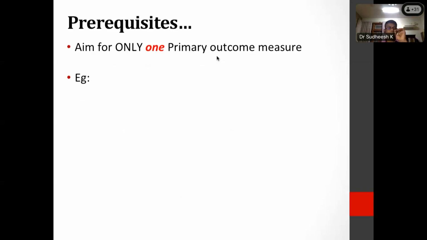And what are the prerequisites? One of the important things is, whenever you decide upon a study, you should always think of one primary outcome measure which is reflected in the primary objective of your study, and the same thing should be there in your research question as well. So there should be one primary outcome measure.